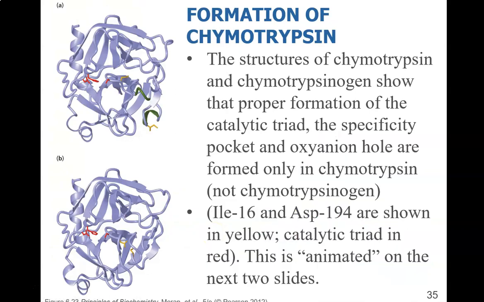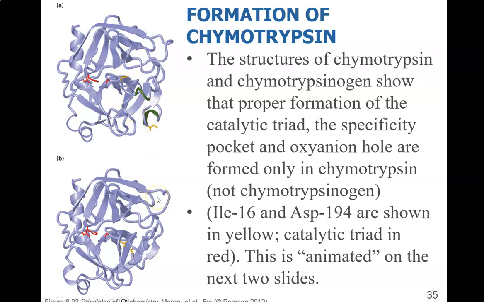So how does that work? I have 2 views right here that I'm going to attempt to animate. At the top, up here on the left, is the chymotrypsinogen, the inactive form, and this yellow stick right here, that's the isoleucine that's part of the peptide bond. But then when you cleave that peptide bond, this can swing out over here, and there's that Asp-194 right there. So we're going to form that ion pair.